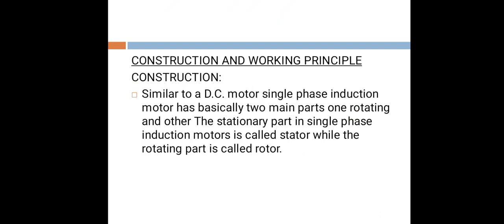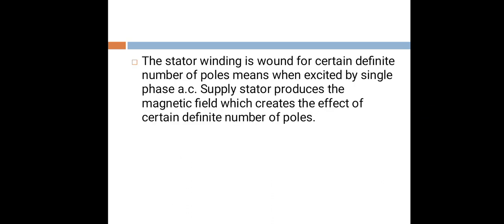Construction and working principle of induction motor. Similar to a DC motor, a single phase induction motor has basically two main parts: one rotating, the other stationary. The stationary part in a single phase induction motor is called the stator, while the rotating part is called the rotor. The stator winding is wound for a certain definite number of poles, which means that when excited by single phase AC supply, the stator produces a magnetic field which creates the effect of a certain definite number of poles.